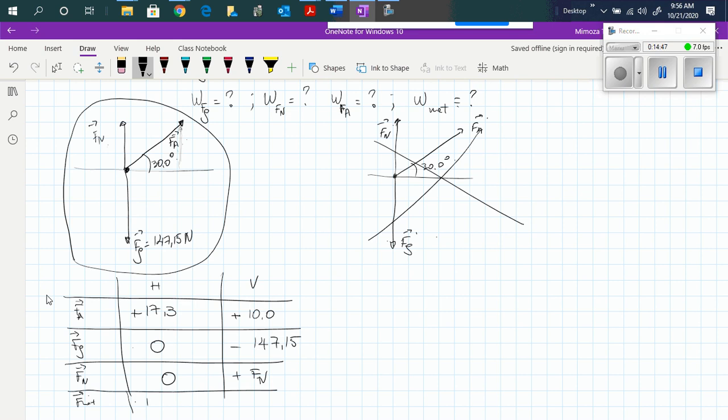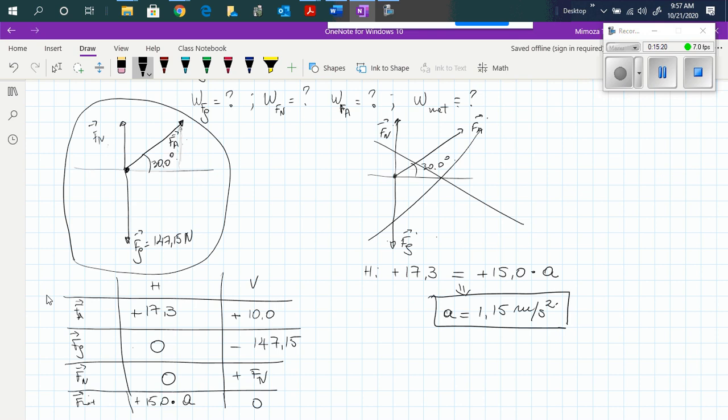Then we have positive 15, that is the mass, times acceleration, and 0 on the vertical. From the horizontal, what we have is positive 17.3 equals positive 15.0 times acceleration. From here, we find that the acceleration is 1.15 meters per second squared. So we found one of the things that we were asked for.